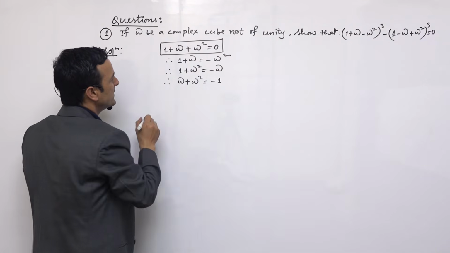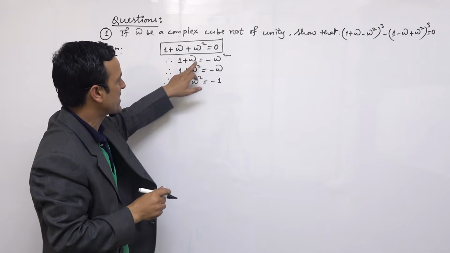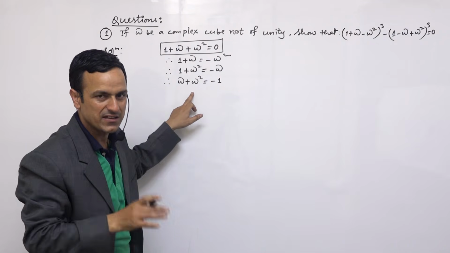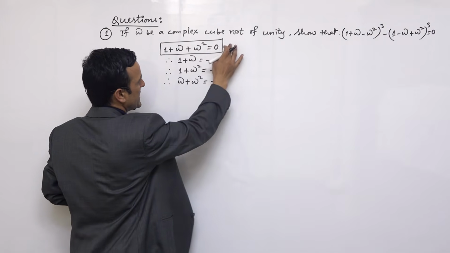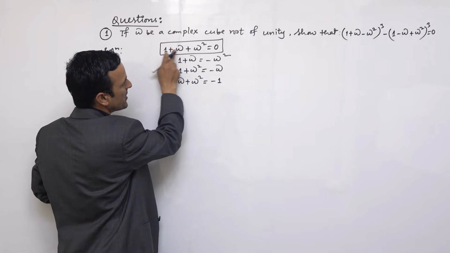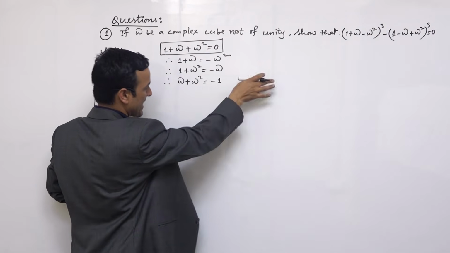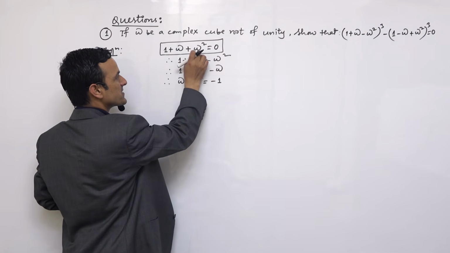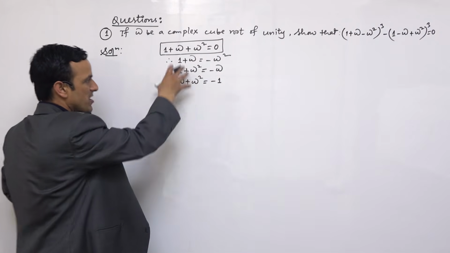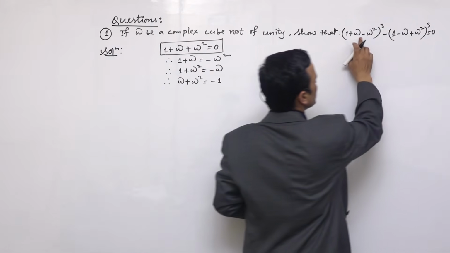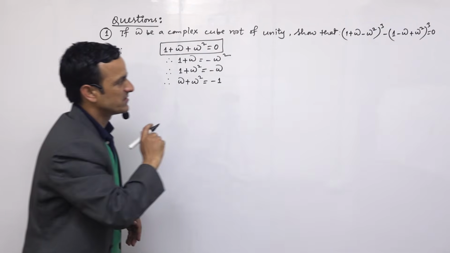This is the formula, and from a single formula we can deduce another 3 sub formulas. So 1 plus omega means minus omega square. 1 plus omega square means minus omega, and the sum of these two terms is minus 1. So from this formula, after using it over here, we can get 0.